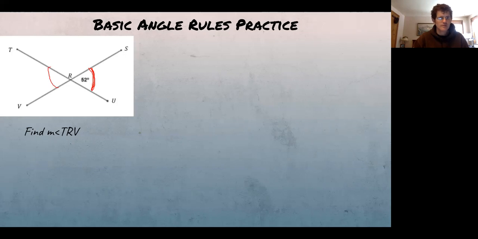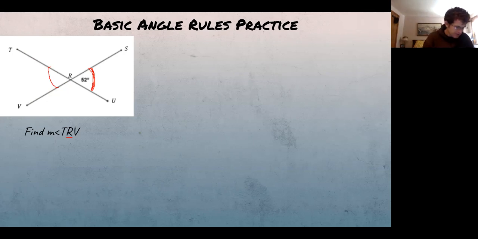Okay, so when it says TRV, notice R is going to be the vertex. So I'm going to start at T, come down to R, then go over to V, and that's it. That's how we find that angle.